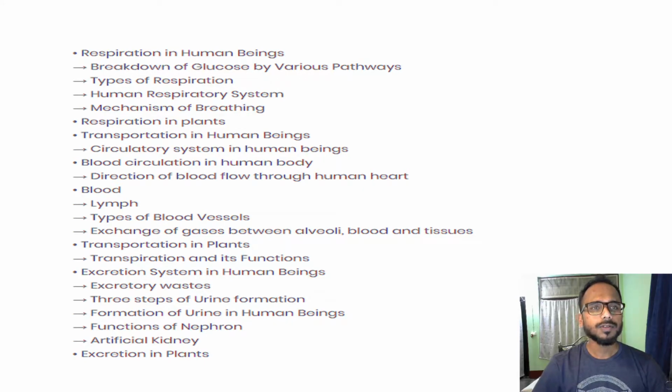Hello, dear students. So, this is the second part of chapter 6, that is life processes. We will continue the remaining topics of our chapter 6 in this part. This will include respiration in human beings, respiration in plants, transportation in human beings, transportation in plants, then excretion in human beings as well as excretion in plants.